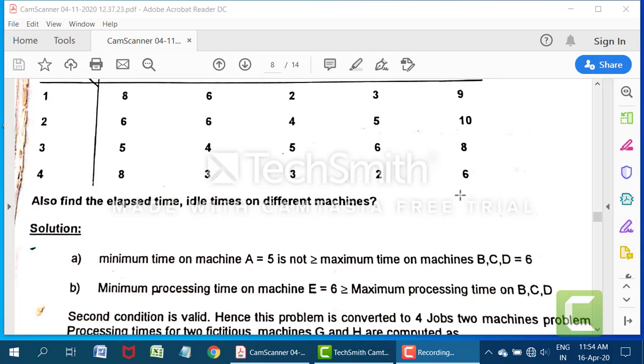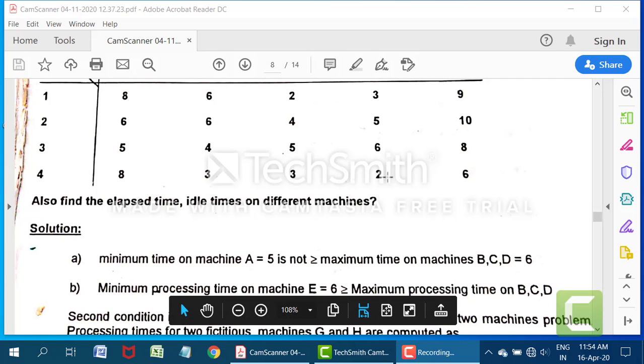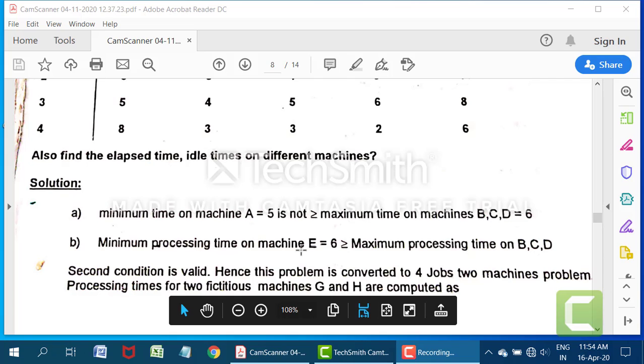What is the minimum processing time on the last machine? Minimum processing time is 6. What is the maximum processing time on the middle machines? 6 only, as we found earlier. So 6 greater than or equal to 6. Minimum processing time on machine E equal to 6. Maximum processing time on BCD equal to 6. 6 equal to 6, so the second condition is satisfied. Hence Johnson's algorithm can be applied.